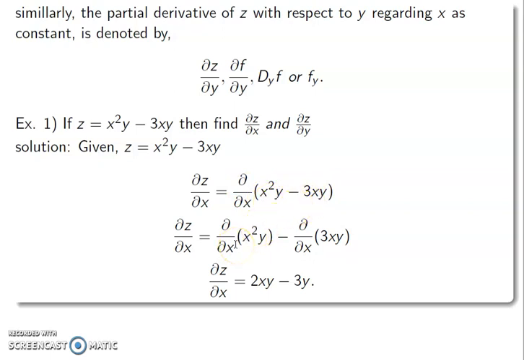Then, simply, we can separate them. So separate the derivative of these two terms with respect to x. What is the derivative of x square y with respect to x? Now, the derivative of x square y with respect to x. See here, terms of y are constant. Y is a constant, so I can write y outside.